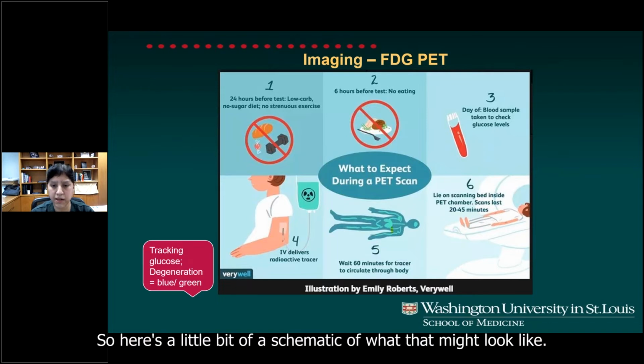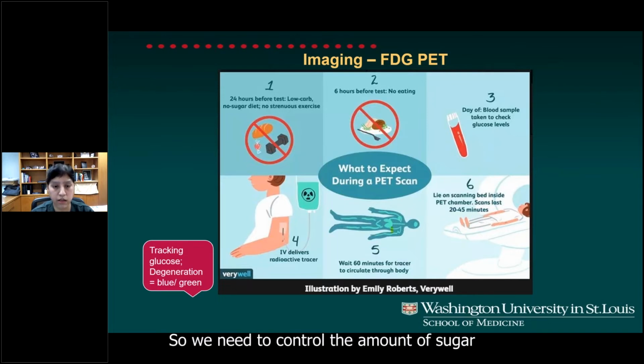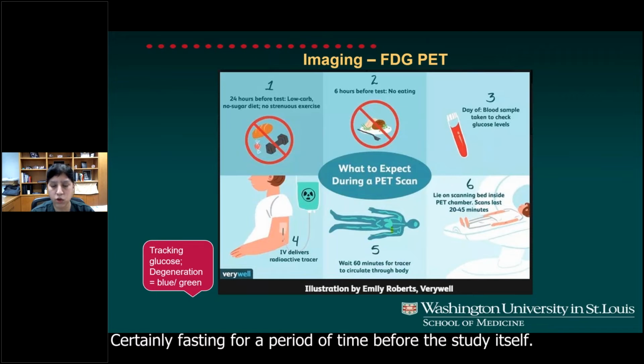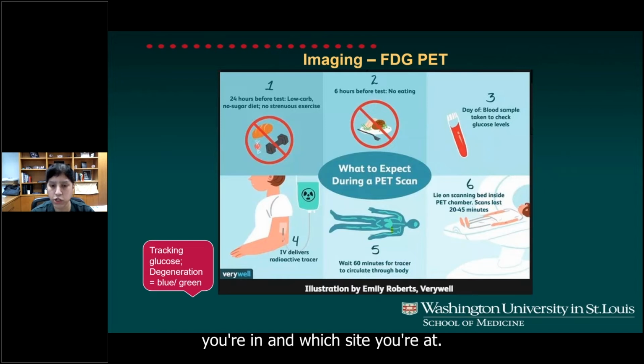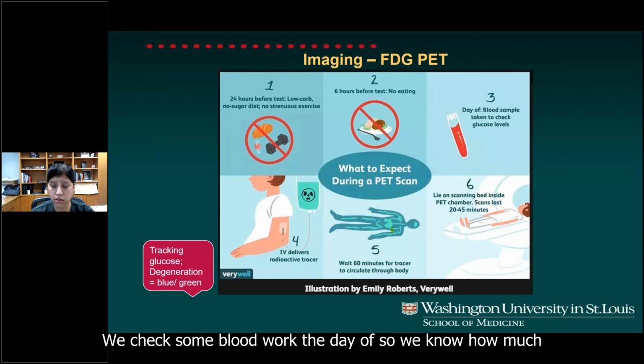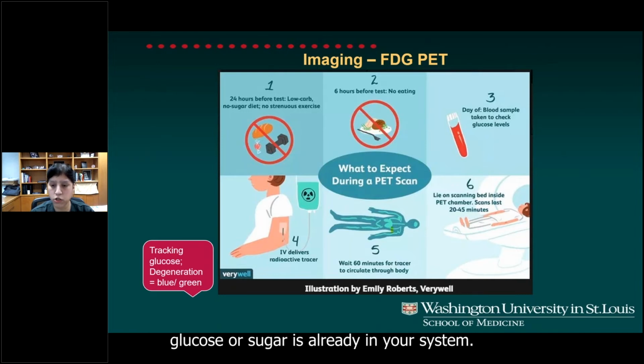So here's a little bit of a schematic of what that might look like. We need to control the amount of sugar already flowing in your system, so we may ask you to monitor your diet for a day or so before, and certainly fasting for a period of time before the study itself. Depending on which study you're in or which site you're at, they'll give you those details of what's expected of you. We check some blood work the day of so we know how much glucose or sugar is already in your system.